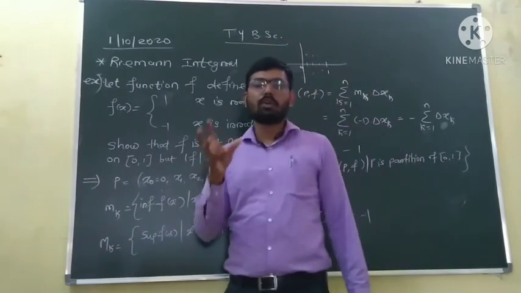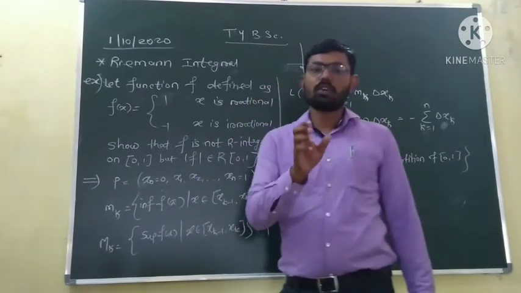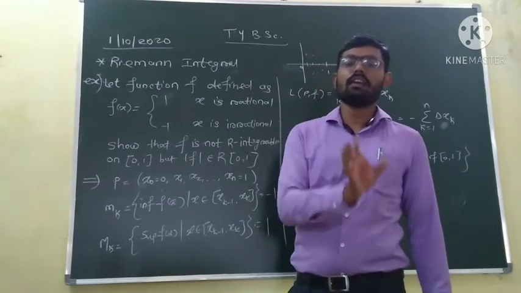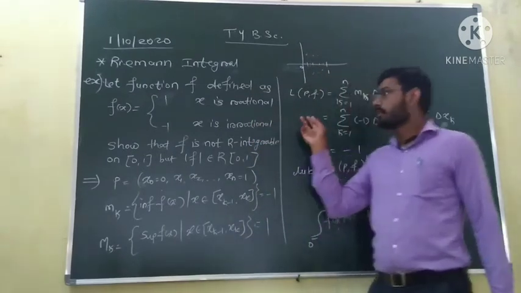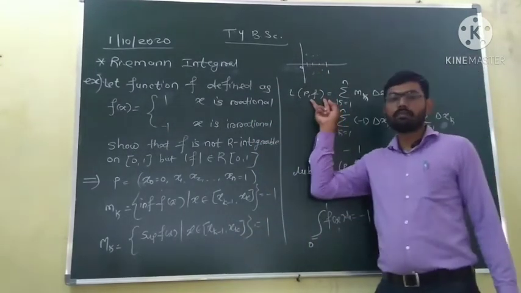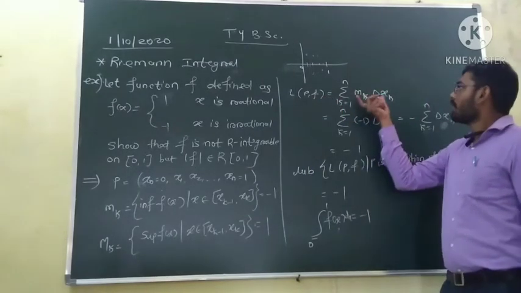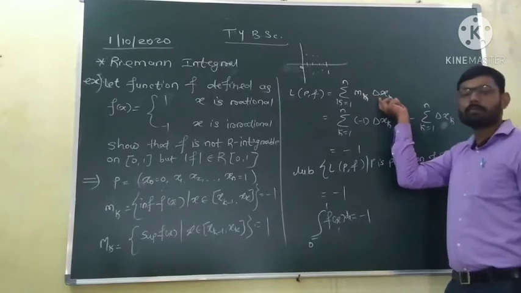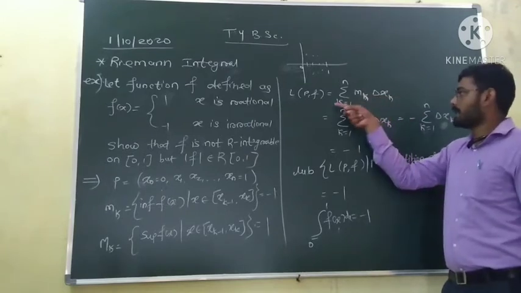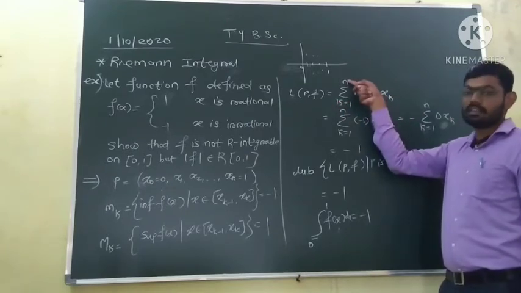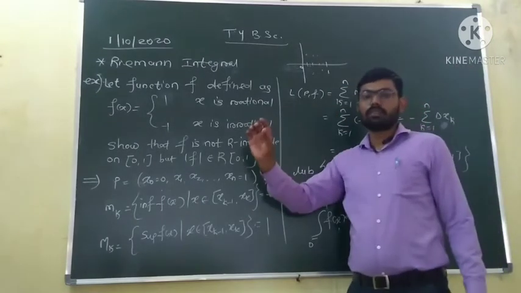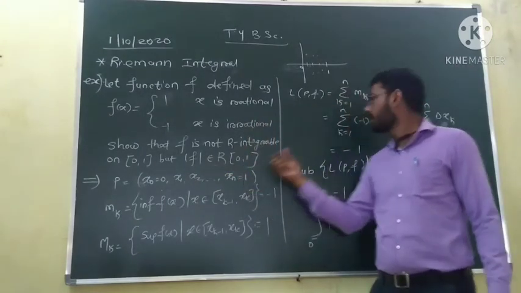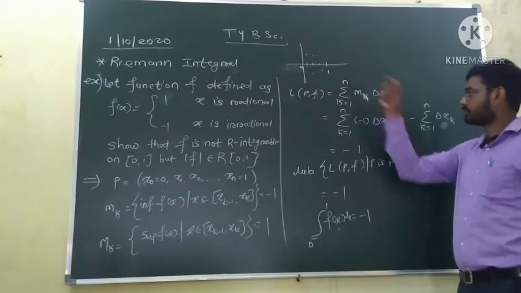Now we will calculate the lower sum and upper sum, and later on the lower integral and upper integral. For the lower sum, you know the formula. Lower sum is nothing but the summation of m k delta x k, where small m k is the minimum value and delta x k is the length of the subinterval, and the summation is over the whole partition, that is k is equal to 1 to n.